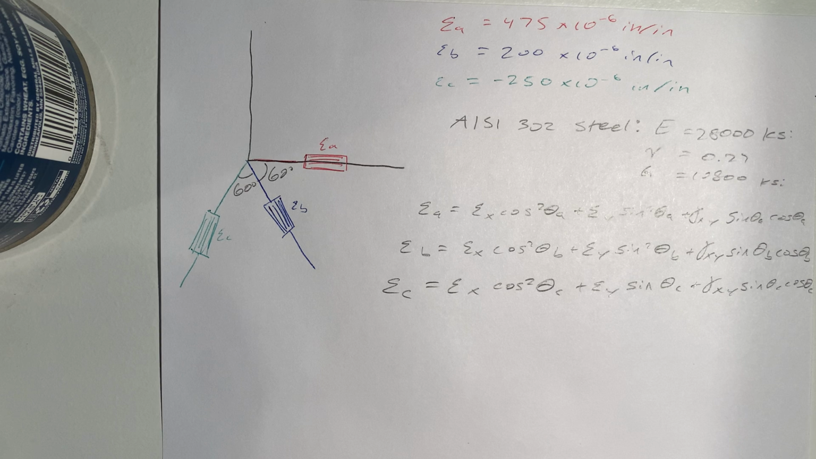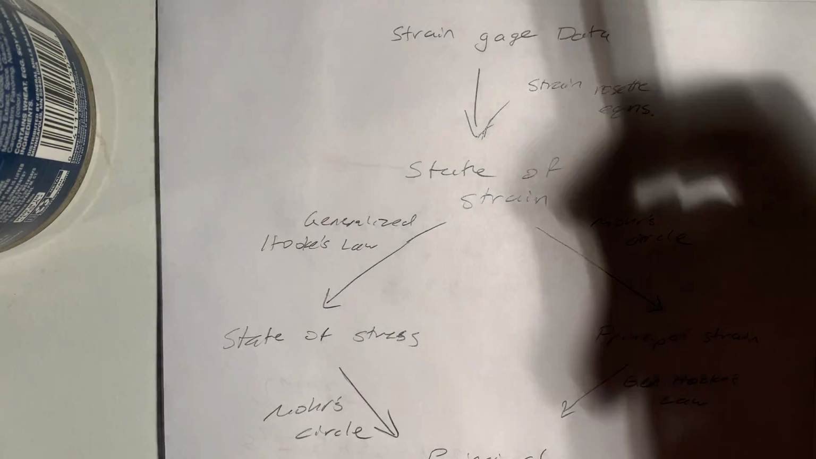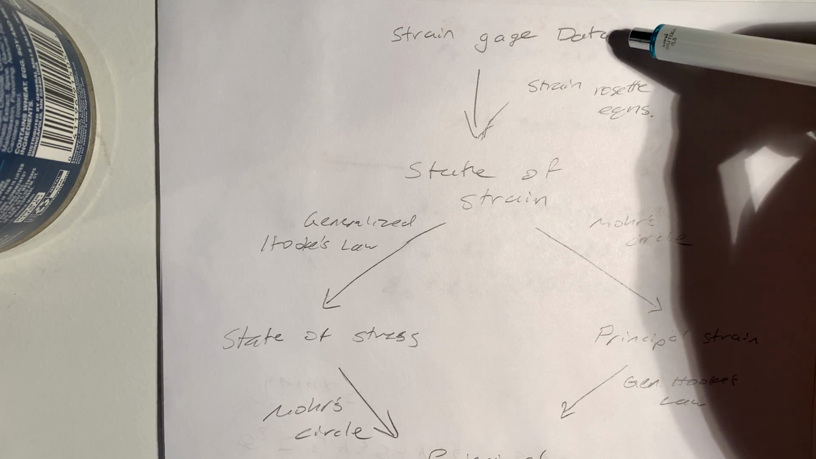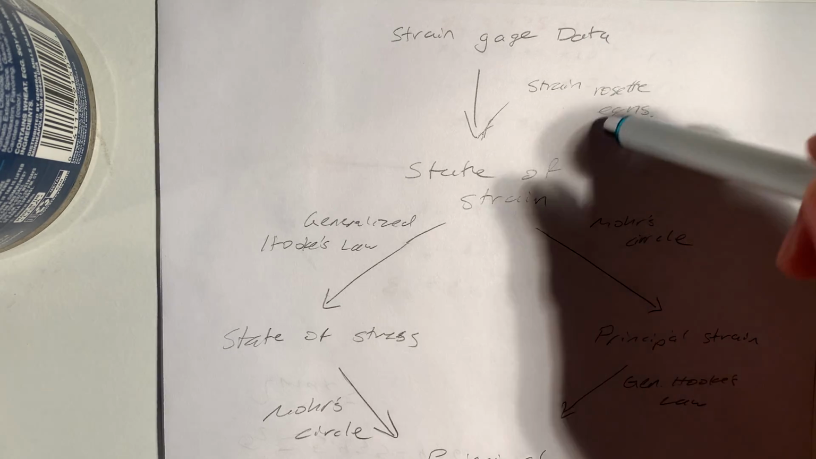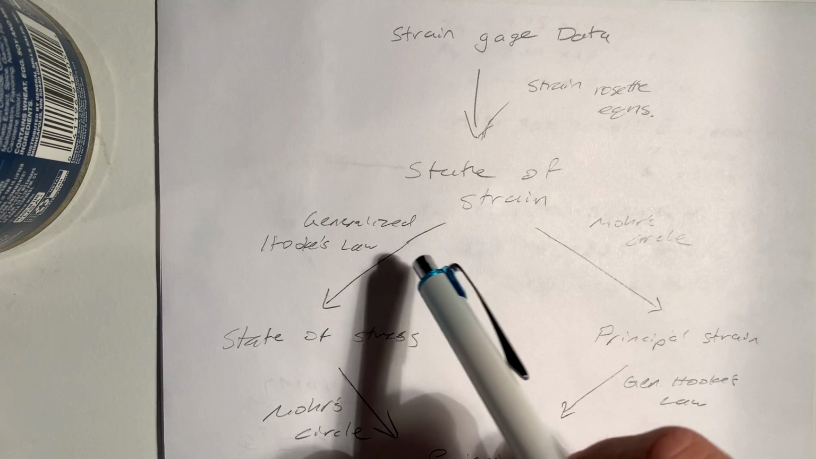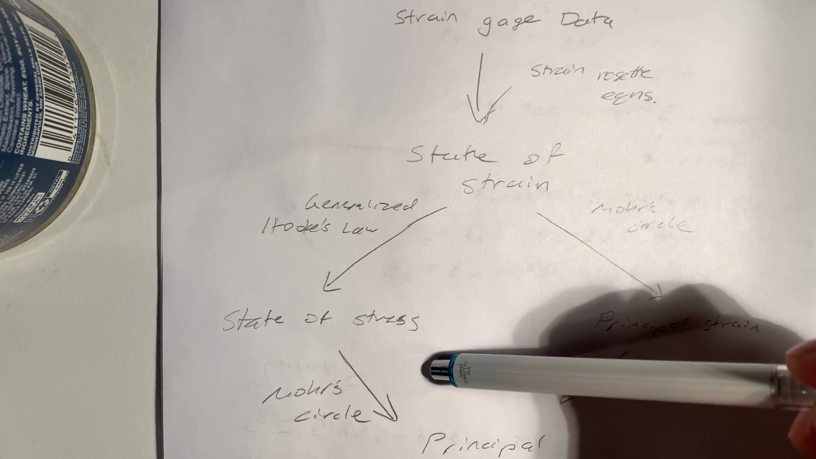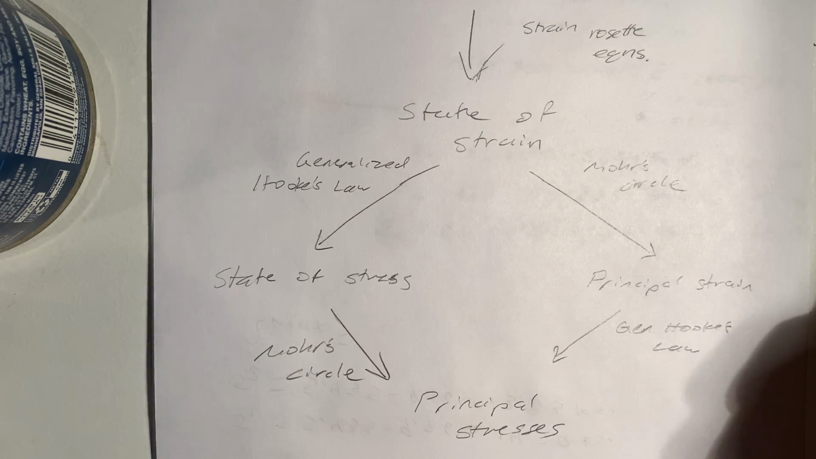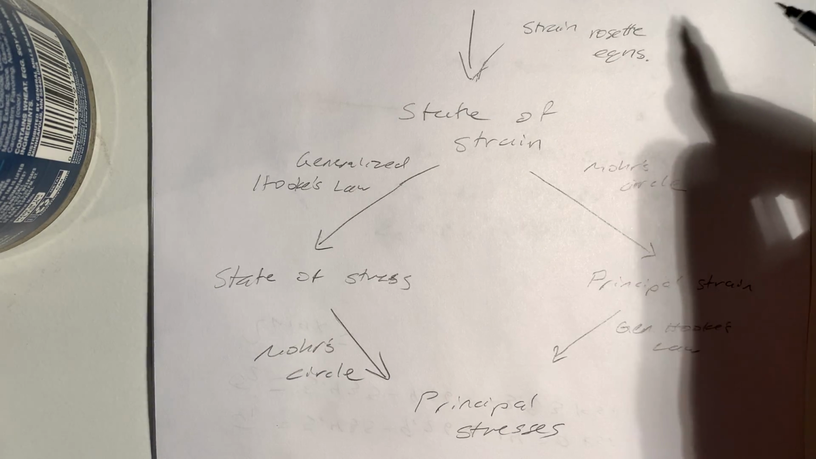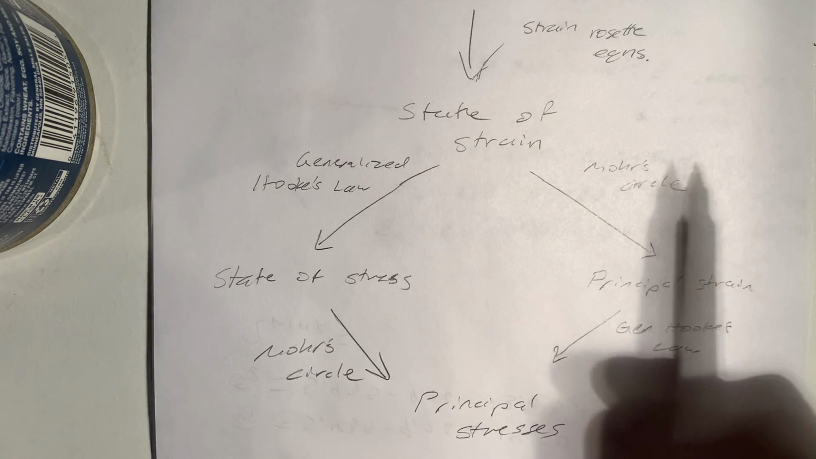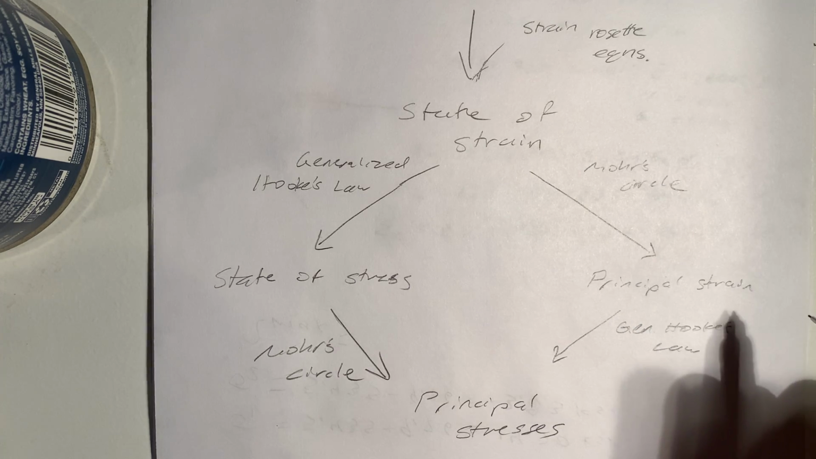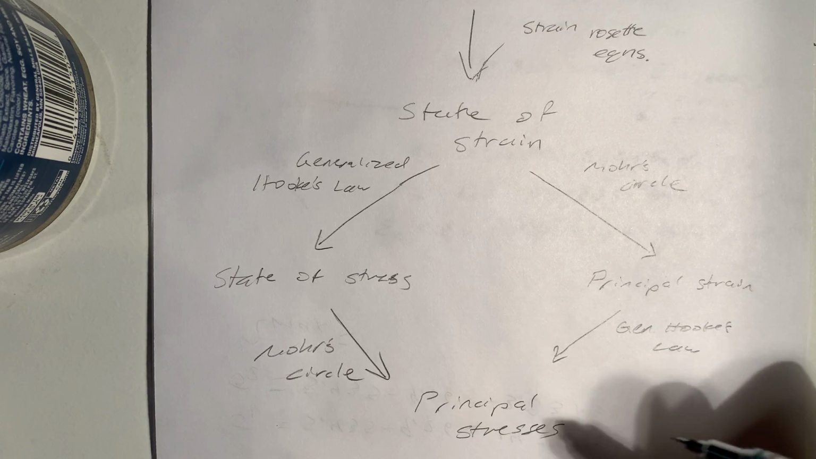So here our problem statement wants us to find the principal stress in this material. In order to do that, we have this flow chart. From our given strain gauge data, we will use the strain rosette equations to find our state of strain, and then either use generalized Hooke's law to find a state of stress, and then use Mohr's circle to find our principal stresses, or after you have your state of strain, you can use Mohr's circle to find your principal strain, and then use generalized Hooke's law to find your principal stresses.